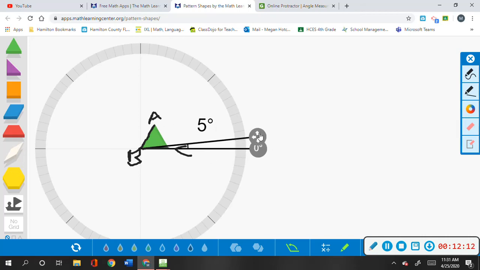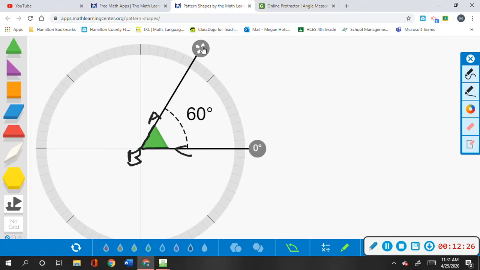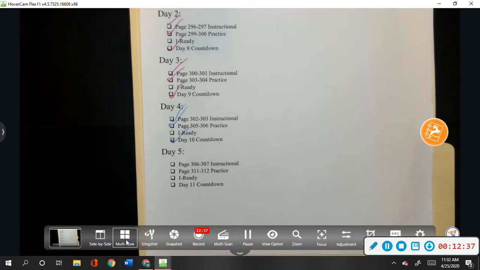So we're moving 5 degrees, so this is 5 degrees of a 360 degree circle, 10 degrees of a 360 degree circle, keep going, keep going, keep going, and stop, too soon, it's not quite there. So this is a 60 degree angle, meaning it is acute. Alrighty, so that was a little tutorial. Let's get into the packet.